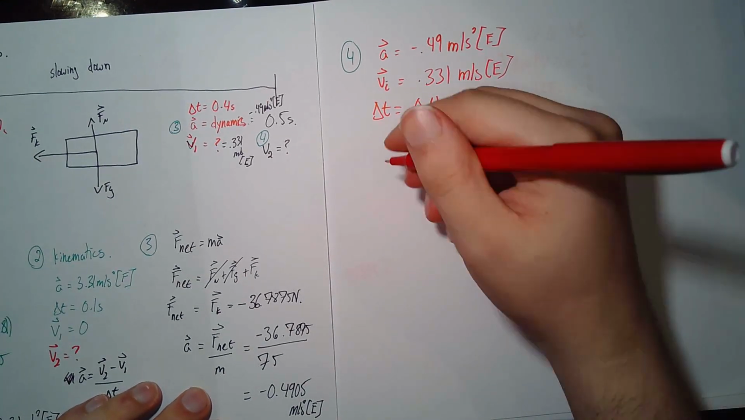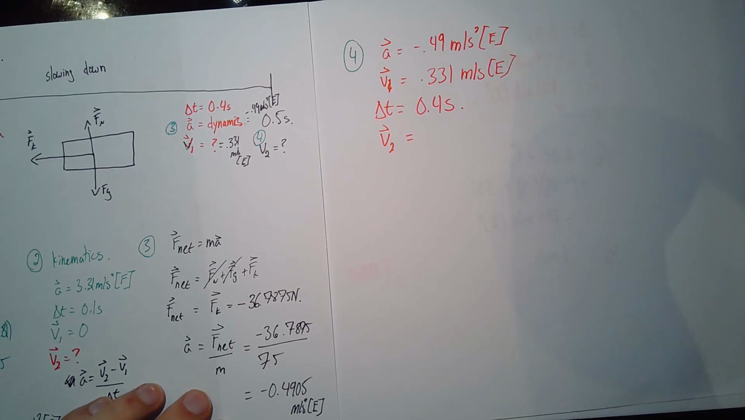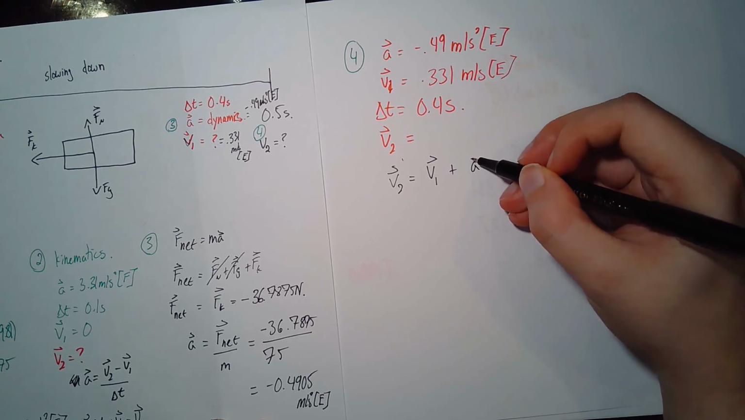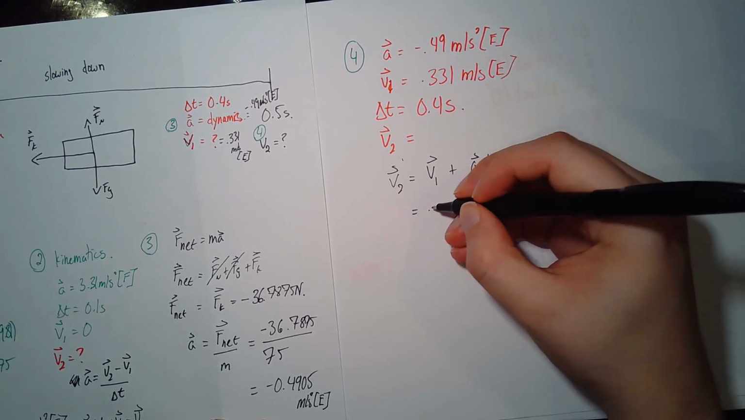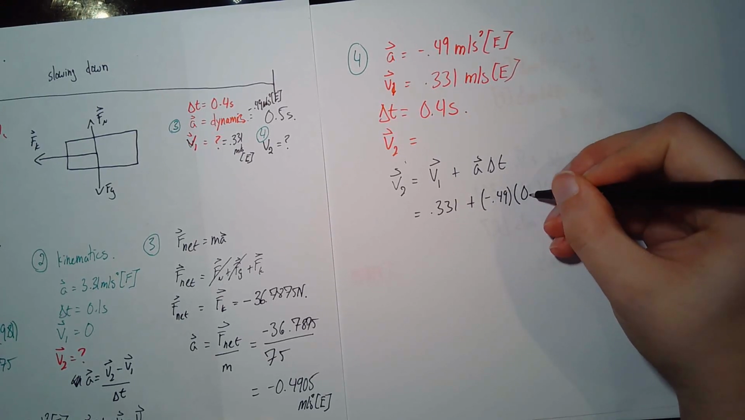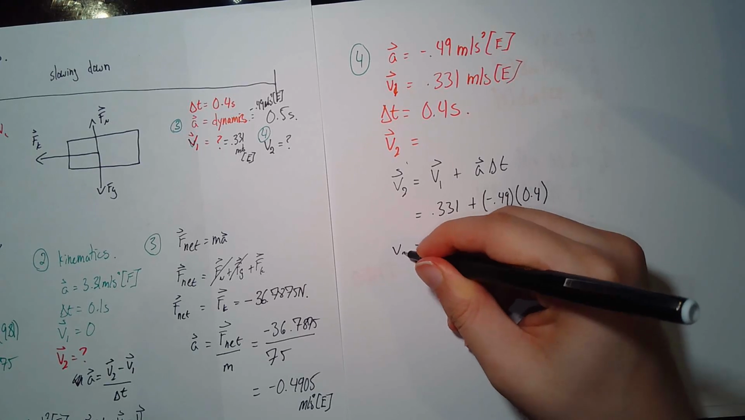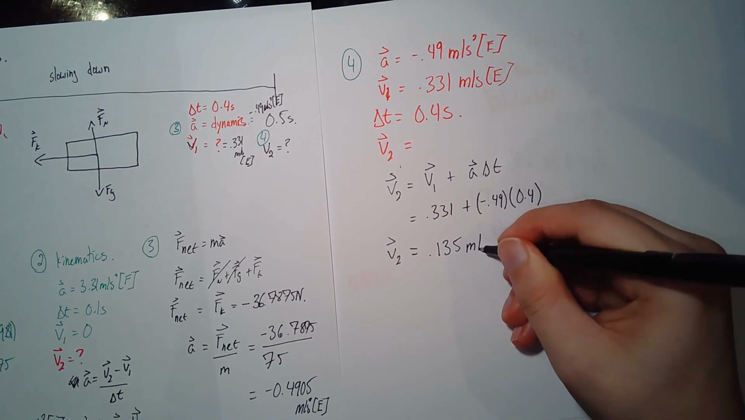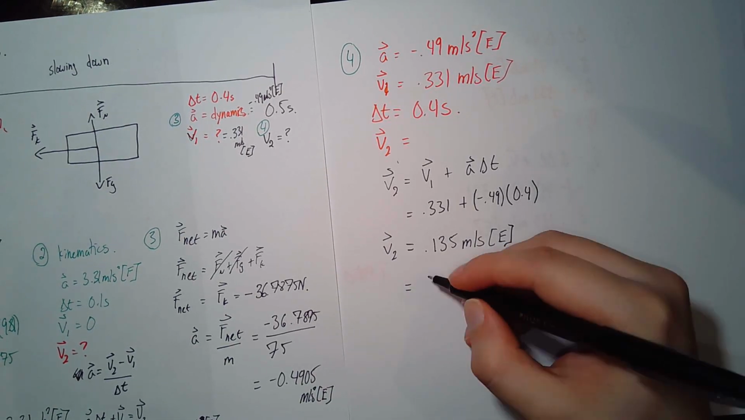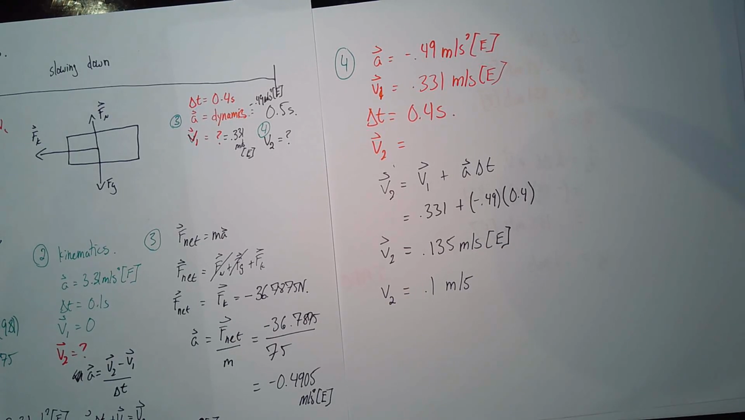And so all that we have to do to find our V2 is to use the following equation. V2 is equal to V1 plus a delta t. And so this is going to be equal to 0.331 plus negative 0.49 times 0.4. And we put that into our calculator, and we get a second velocity of 0.135 meters per second east. And since it's looking for a speed, we don't need this direction. And so with significant figures, we're going to round this to 0.1 meters per second as his speed at 0.5 seconds.